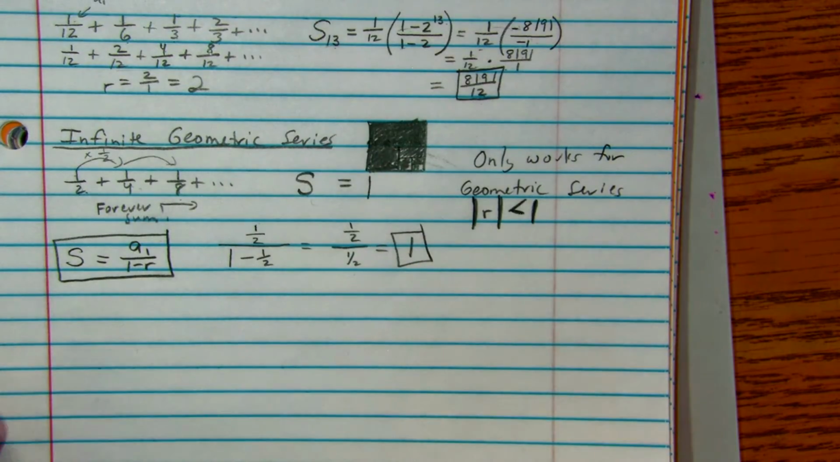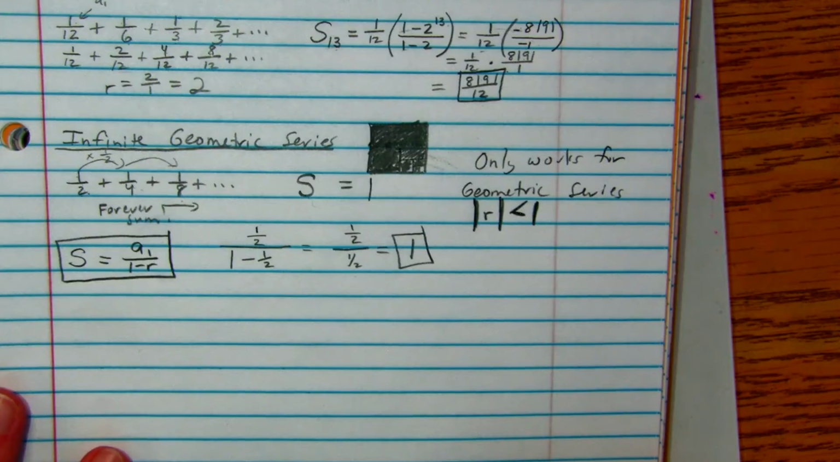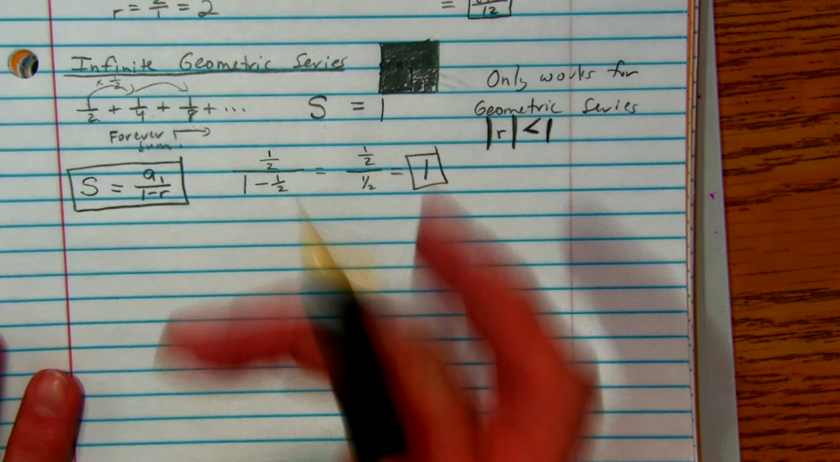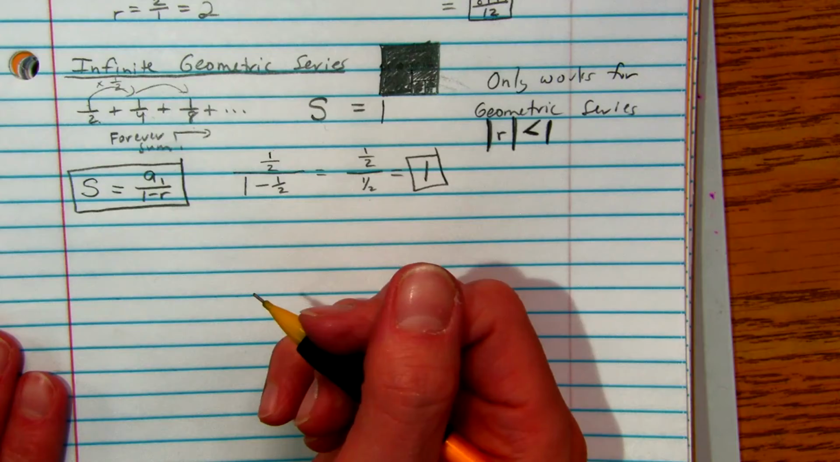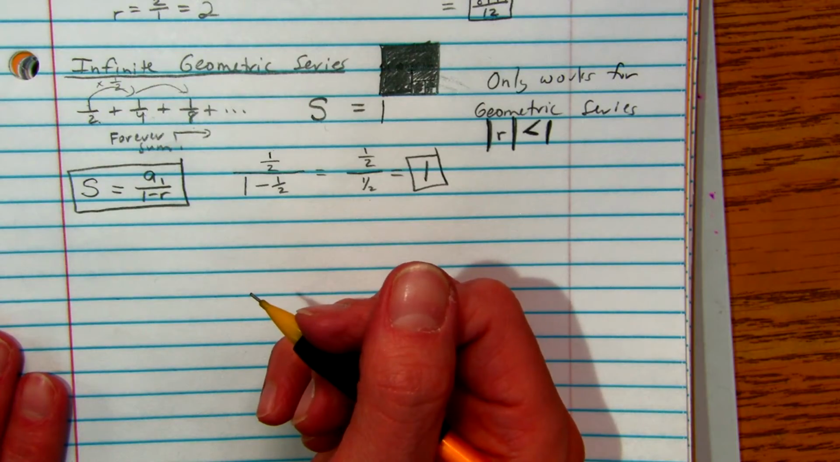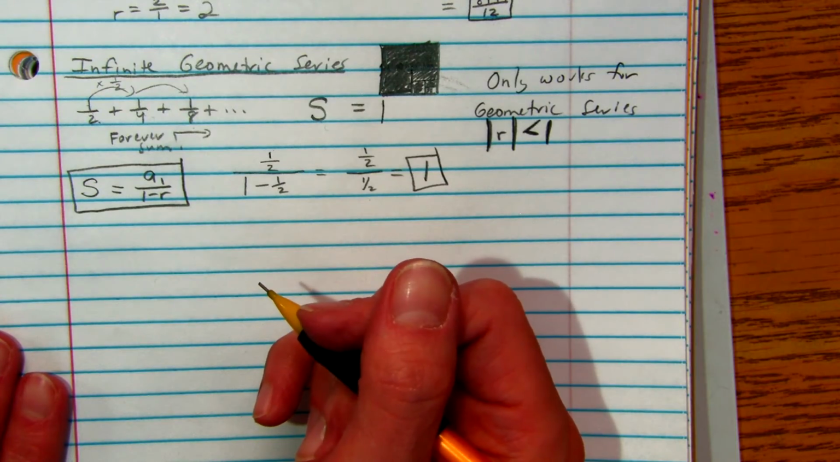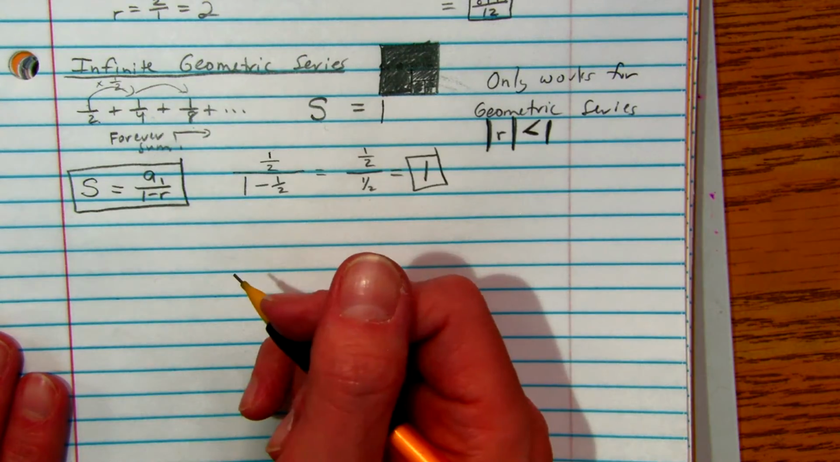So let's do another one. We'll do some that don't have the picture. We're going to do probably 3 more examples, but they're going to go quick because the formula is short. We're not going to draw the picture on each one.